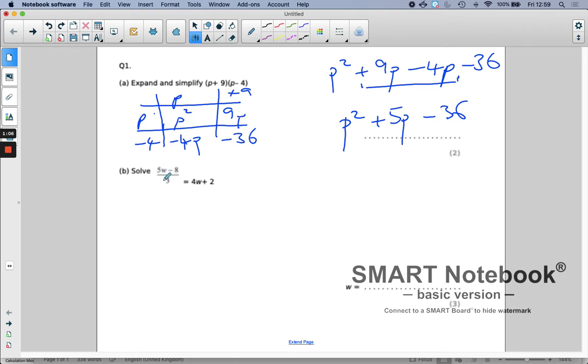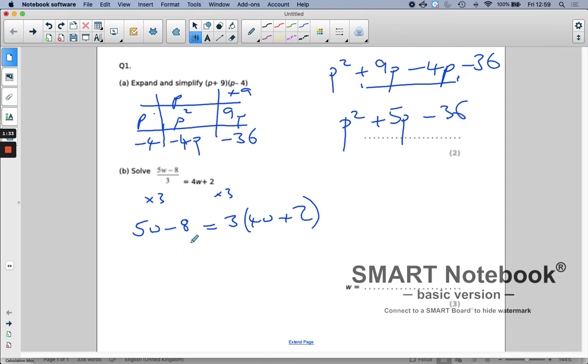Lovely. This question is formatted slightly strangely, but I've got a fraction on one side equals to an expression on the other. I want to move this. The fraction is the thing that's going to cause me trouble here, so I'm going to times both sides by 3. Okay. By multiplying both sides by 3, I remove the fraction and I make my life much easier. So 8w minus 8 equals 3 lots of 4w plus 2.